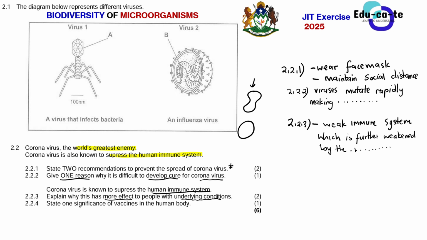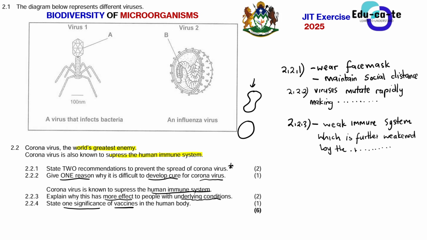Then 2.2.4 now says: state one significance of vaccines in the human body. What is the importance of vaccines? The significance simply means the importance in this context. So basically, remember that vaccines are used to make your body able to fight for itself. Vaccines are a form of active immunity whereby when you administer a vaccine into the human body, the body is able to fight for itself. How does the body fight for itself?